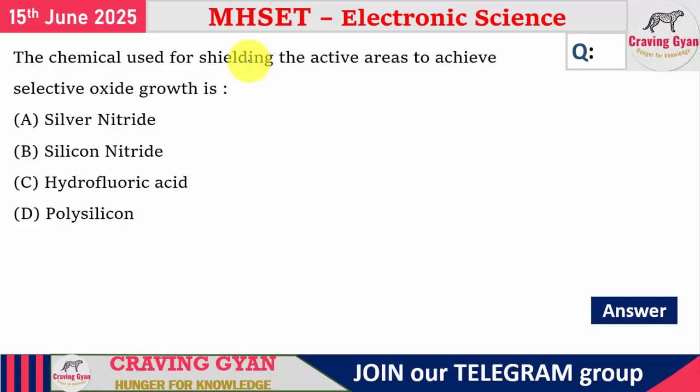Let us move on to the fourth question. What they have given is, the chemical used for shielding the active areas to achieve selective oxide growth is silver nitride, silicon nitride, hydrofluoric acid, or polysilicon. Definitely it will not be polysilicon. It is silicon nitride. So the corresponding option is option B, which is correct.